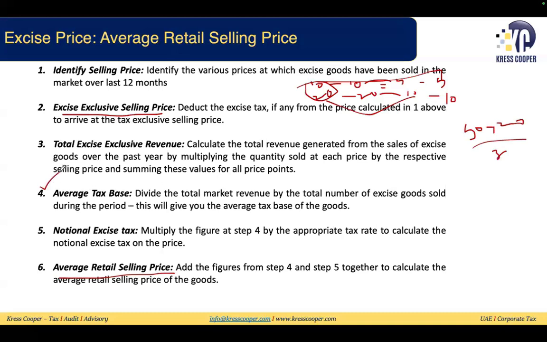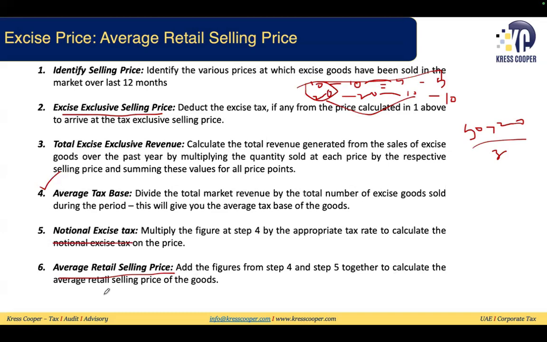This is the average tax base. On this average tax base you need to apply the 50% or 100% excise duty, and then you will get the average retail selling price. So multiply and you are able to calculate the notional price. Then you take the average selling price to get the average retail selling price of the goods. So this is the mechanism.